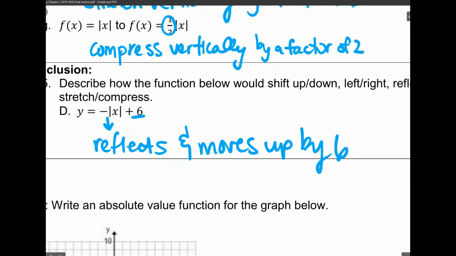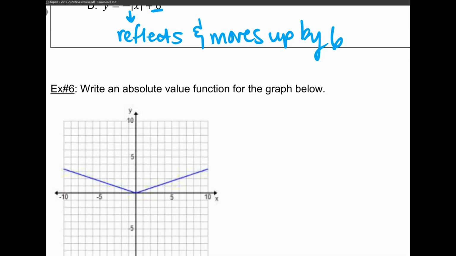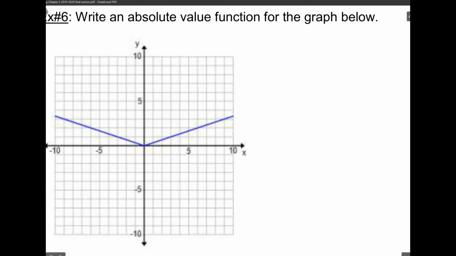Okay. So write an absolute value function for the graph below. This is pretty funky, right? Because this doesn't look like a normal absolute value. Am I translated? Did I move horizontally at all? No, right? Because normally absolute value starts at 0, 0. Did I move vertically at all? No. Okay. So did we flip? Is there a reflection? No. So the only thing is a stretch or a compress. So, right, that's the only thing that's going to happen.